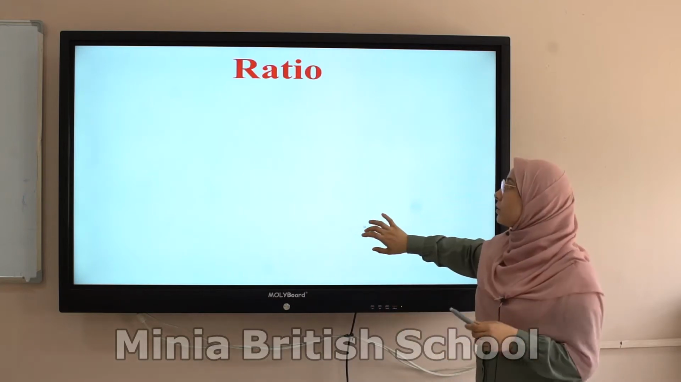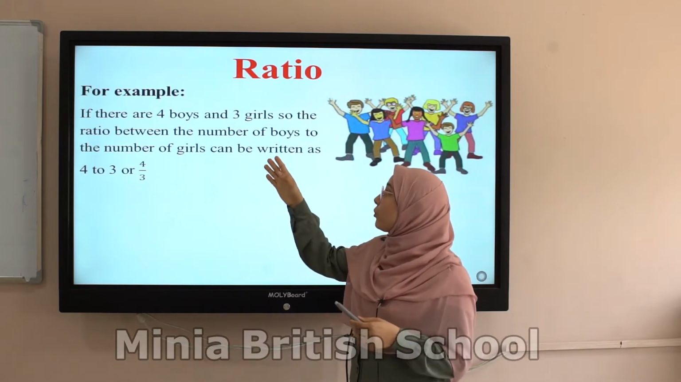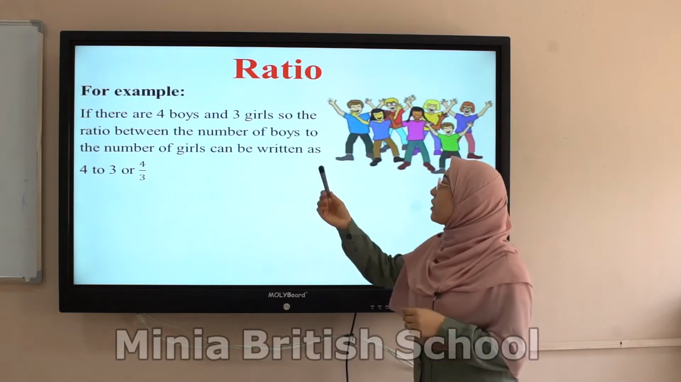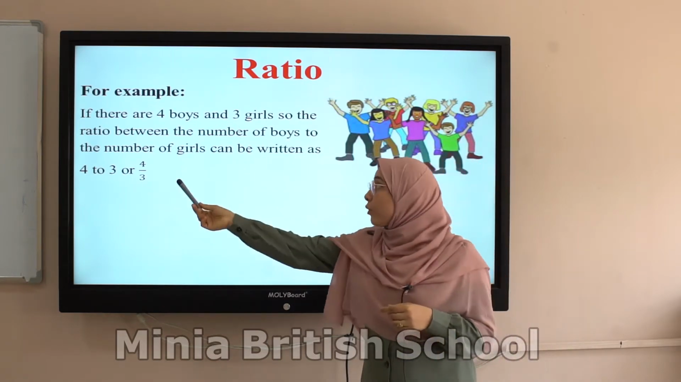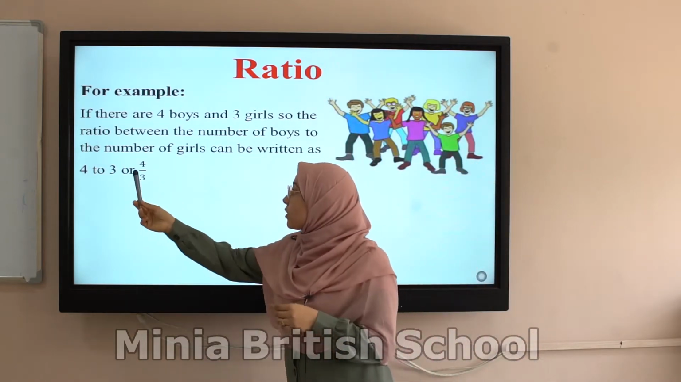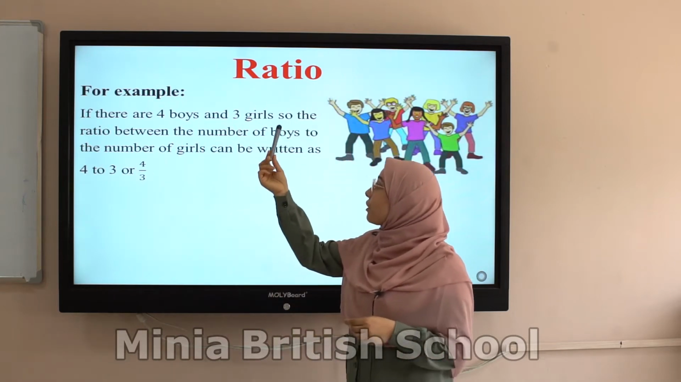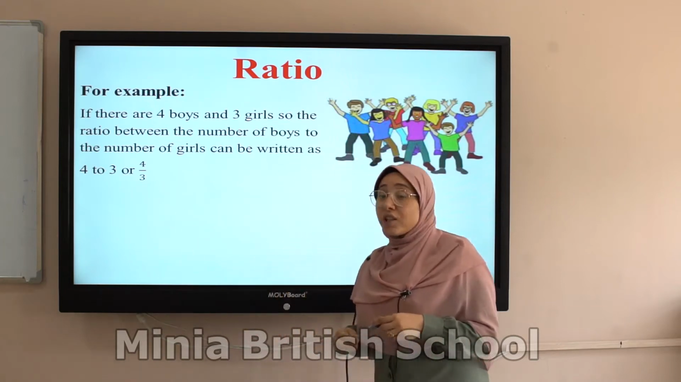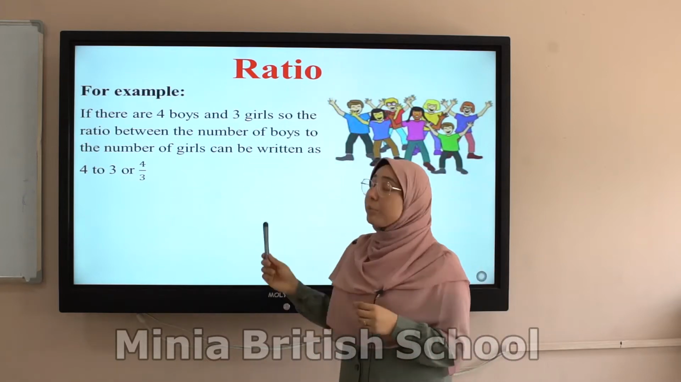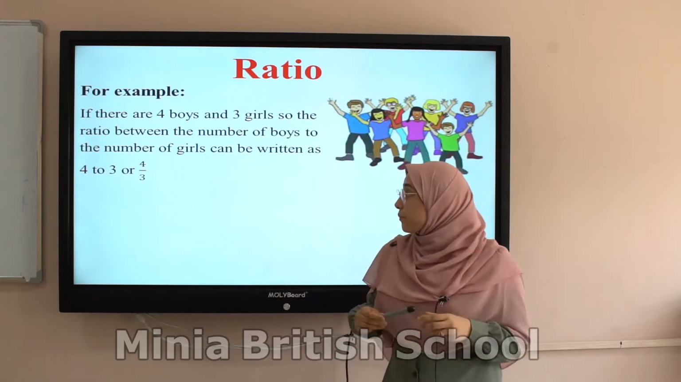For example, if there are 4 boys and 3 girls, the ratio between the number of boys to the number of girls can be written as 4 to 3, okay? Because the number of boys is 4 and the number of girls is 3. So the ratio can be written in this form: 4 to 3, or 4 over 3.